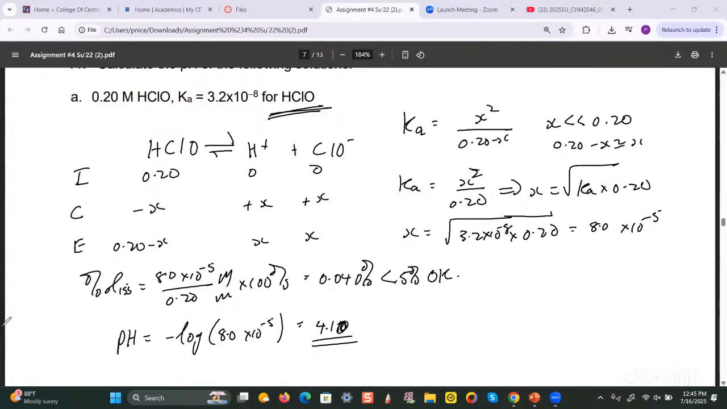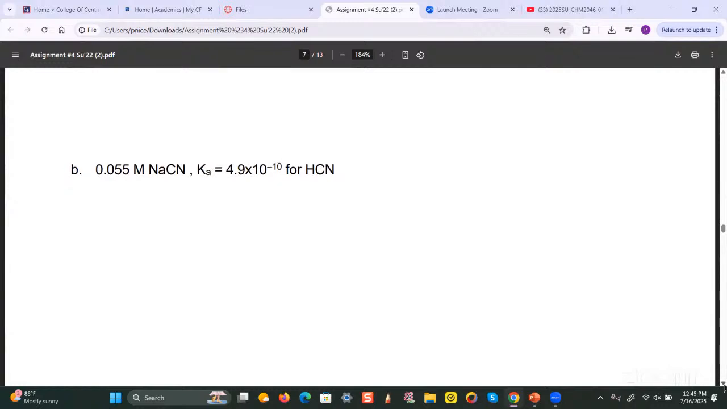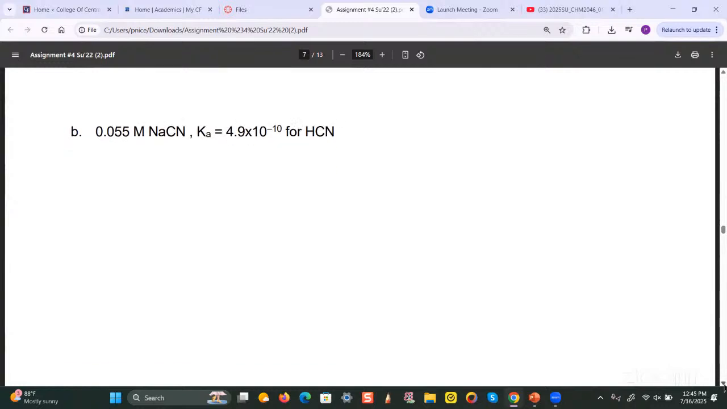Let me clear this here. And let's do B. Now, B is a bit different from other questions of this type, because now you're dealing with a salt. And we just talked about salts just now. That's the reason why I couldn't tell you guys to attempt this, because I don't think you guys would succeed. So basically what's going to happen is that you're going to start off with this salt here, sodium cyanide, right?